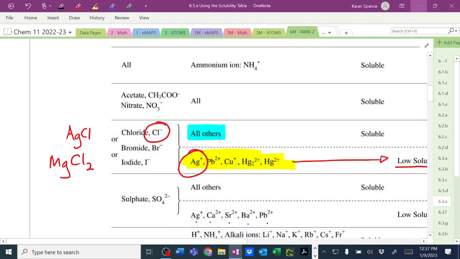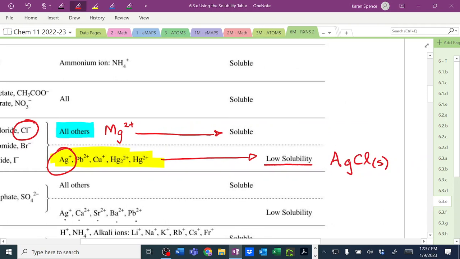So that would mean that if we had magnesium, magnesium would fall up here in the all other category because it is not silver, it's not lead, it's not copper 1, it's not any kind of mercury, it's magnesium. And it would be soluble. So if I were to take magnesium chloride and dump it into the water and stir it around, what would happen? It would dissolve and ionize and break apart, right?